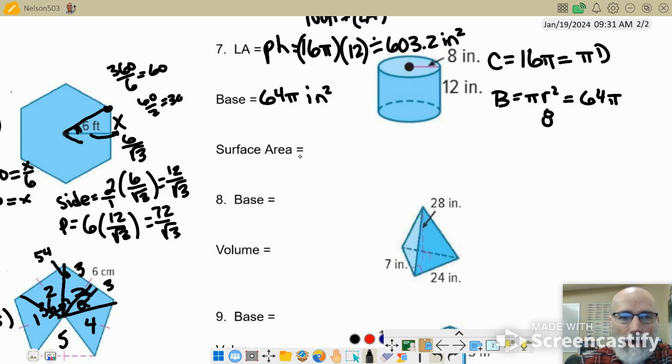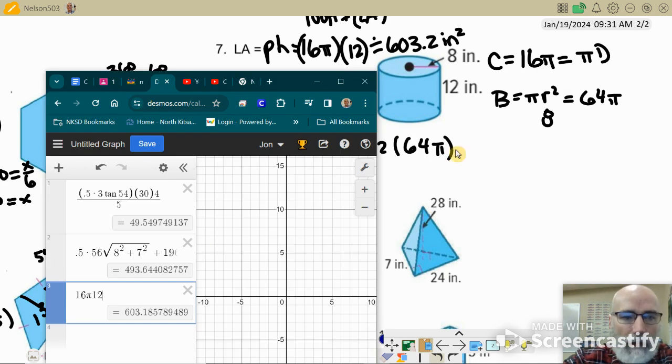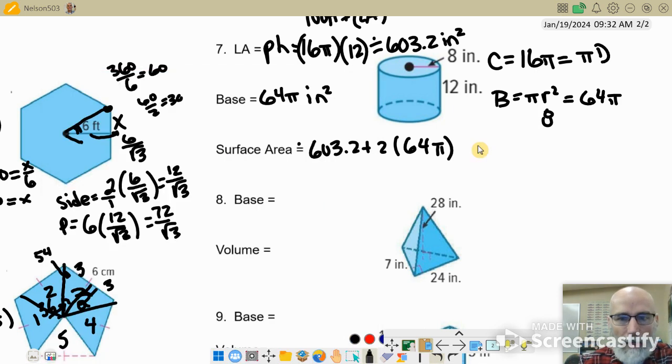Now the surface area is this 603.2 number, 603.2 plus 2 bases, so 2 64 pi's. So we jump over here and we put down plus 2 times 64 pi, and that comes out to be 1005.3. I'm doing this really fast, right? 1005.3. If you see a mistake, we're going to talk about it in class, okay?